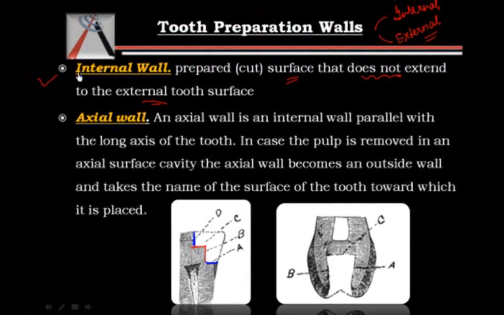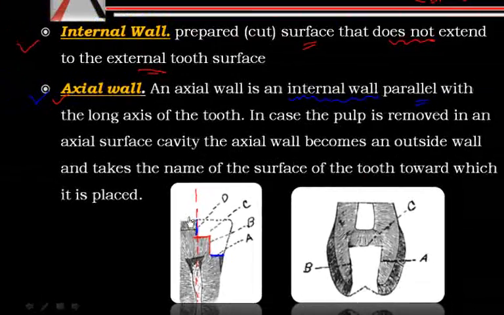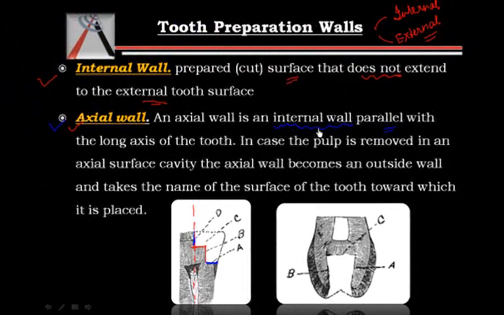Now the internal walls further can be the axial walls and the pulpal walls. The axial wall is an internal wall that is parallel with the long axis of the tooth. So we notice here this was the internal wall and this is the long axis of the tooth. So this is an internal wall that is parallel with the long axis of the tooth. So this is called the axial wall. Now we do not consider this wall as an axial wall because although it is parallel to the long axis, it is not an internal wall, it is an external wall. For a wall to be called an axial wall, it needs to satisfy two conditions. It should be internal and it should be parallel with the long axis.